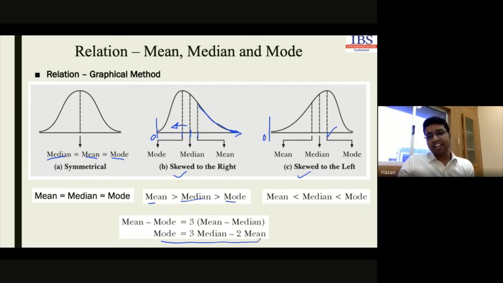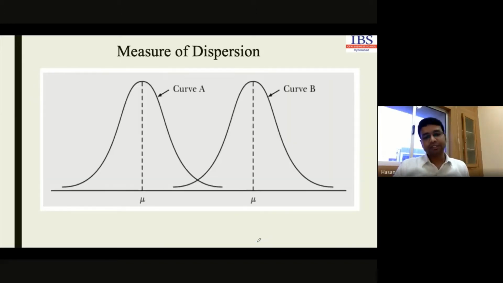After that, we have the dispersion. Dispersion basically, we understand from this graph. If we start with this position, these two graphs look similar, right?